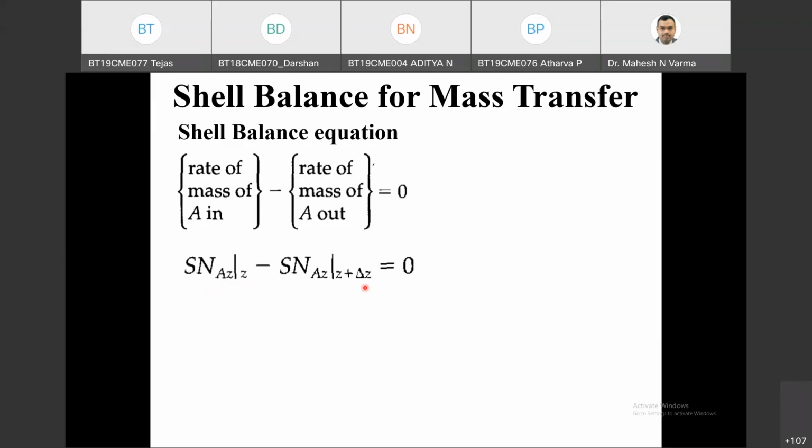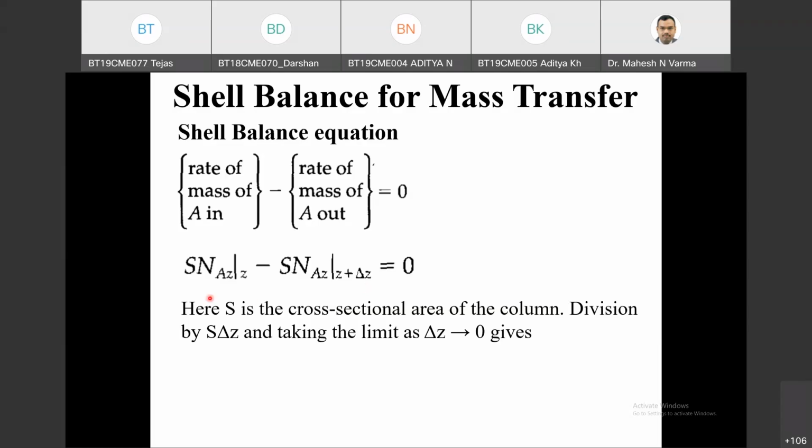What rearrangement do you want to make? Roll number 5, Aditya. Yes, sir. I want a differential equation with respect to Z. Sir, we'll divide by the constant values, the volume S into delta Z, multiply by minus 1 and use the definition of differentiation. So S is the cross-sectional area, we divide by volume S into delta Z, and take delta Z tends to 0. What differential equation will you get?